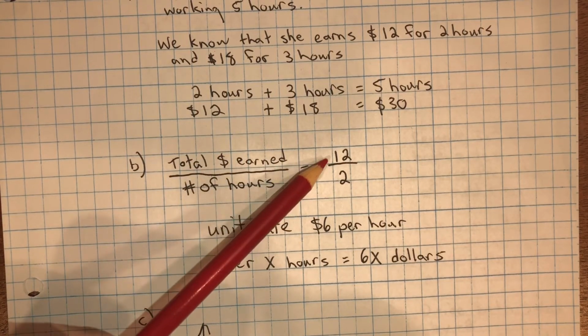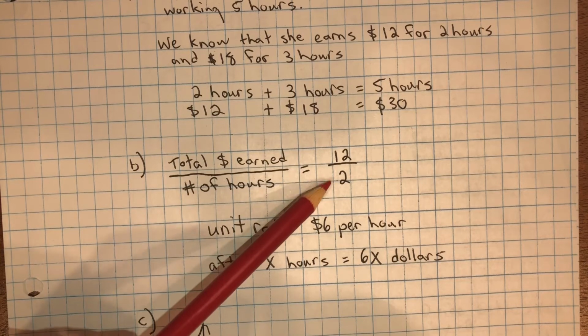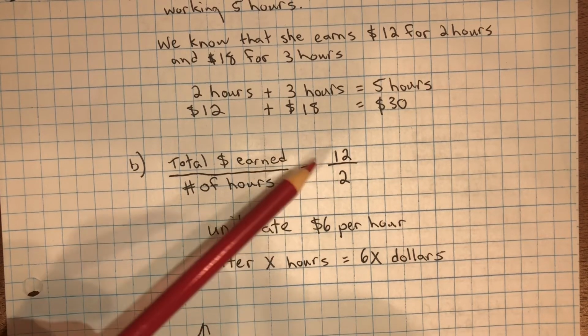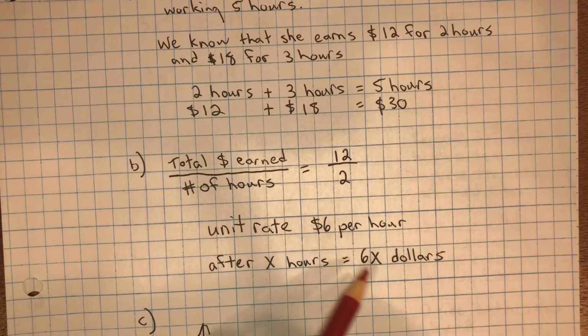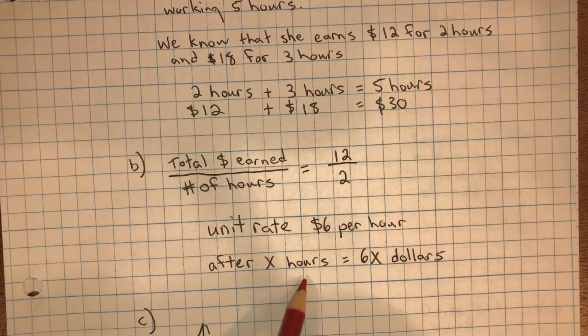And she makes $12 in 2 hours, so 12 divided by 2 equals 6. So the unit rate is $6 per hour. After X number of hours, she would earn 6 times X dollars.